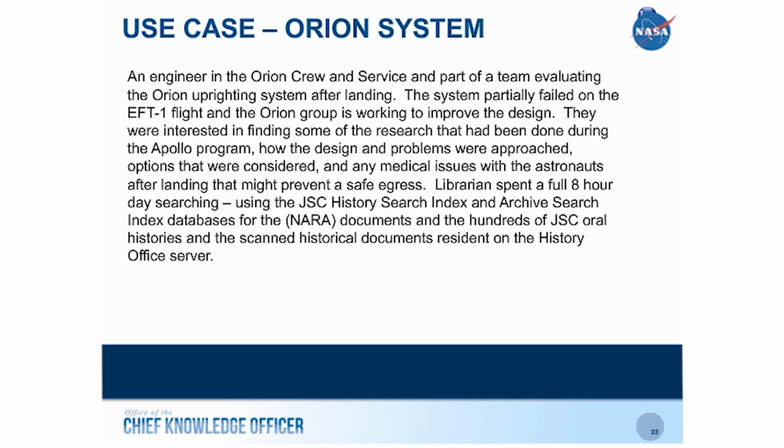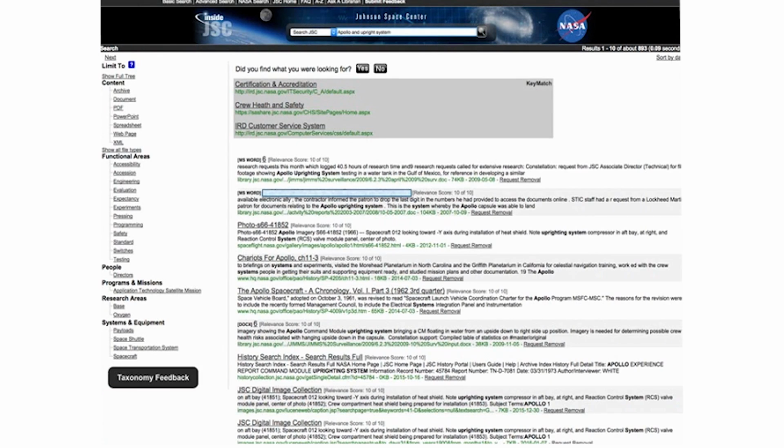The current way of doing that without going through Goldfire was they literally had to talk to a librarian. The librarian had to search through all the Apollo history and all the other history documents we have to try to find information in that. The librarian spent a full day looking for information within those documents to see if they could help this Orion engineer. So what I want to show you here is what the librarian had to deal with.